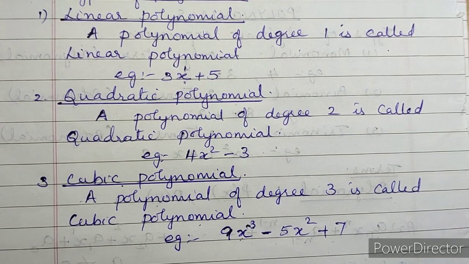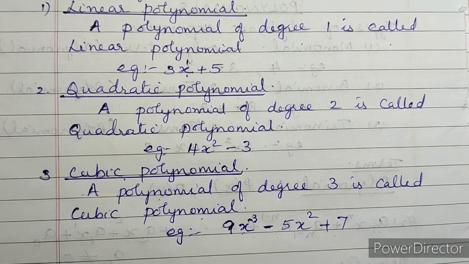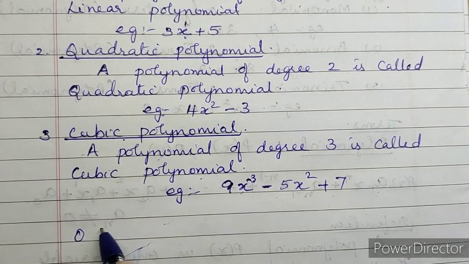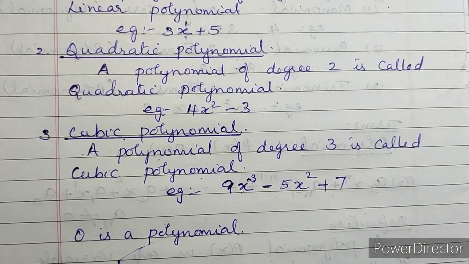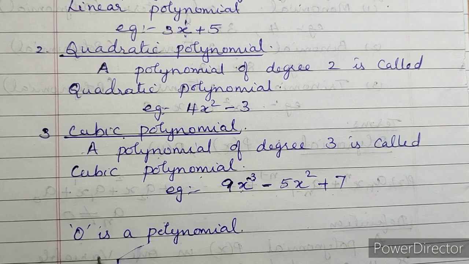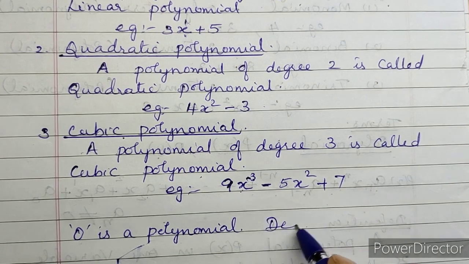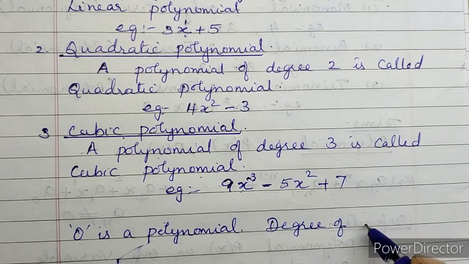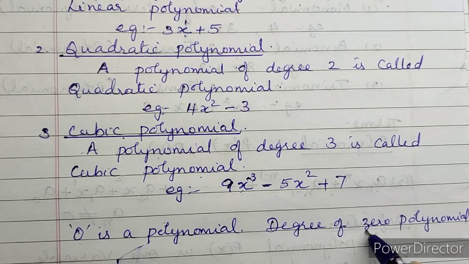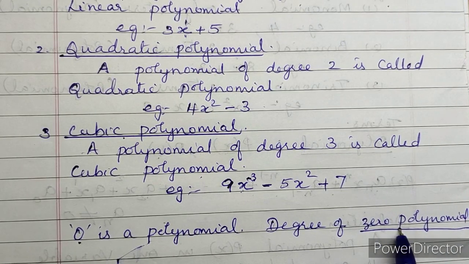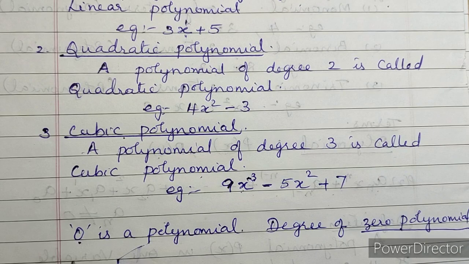So, one more question I am going to ask you. Is 0 a polynomial? Yes, 0 is a polynomial and the degree of the 0 polynomial is not defined. All the coefficients will become 0, then you will get 0. So, 0 is a polynomial. 0 alone is known as the 0 polynomial. The degree of the 0 polynomial is not defined.